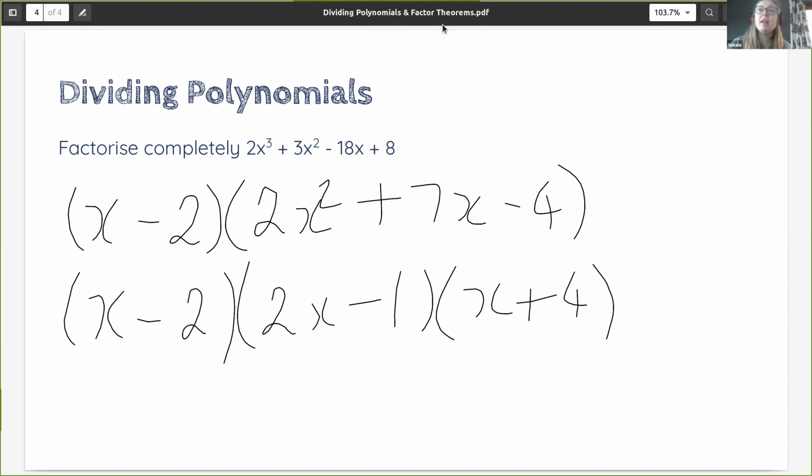And there you have it. That is the factor theorem, the remainder theorem, and how we divide polynomials. If you have any questions about that, drop me a message in the comments. Always happy to help. But otherwise, I fully encourage you to go off and have a practice.